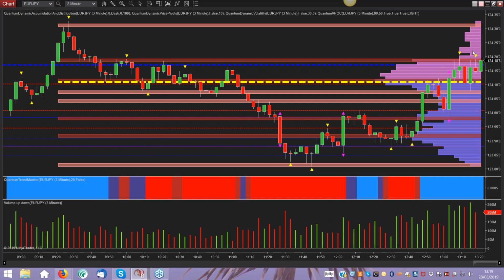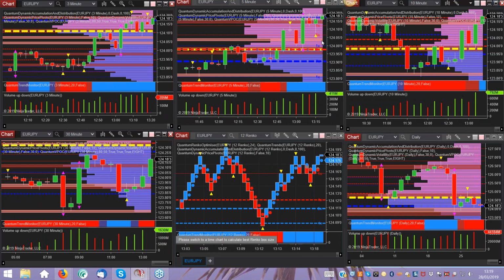And then over on the volume point of control itself, you've got this low volume region, very light volume all the way through from 124.20 up to 30. So 10 pips there, light volume and no price resistance. So it looks pretty good to go should that break through.